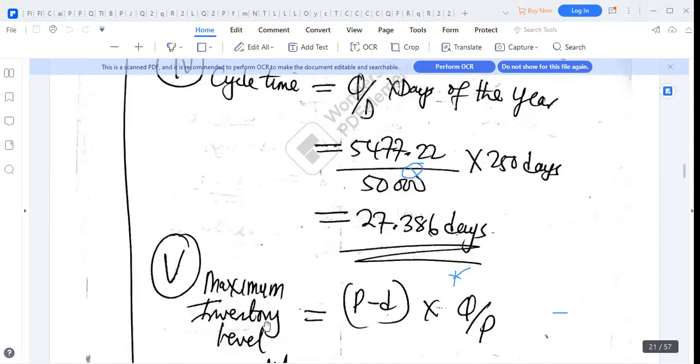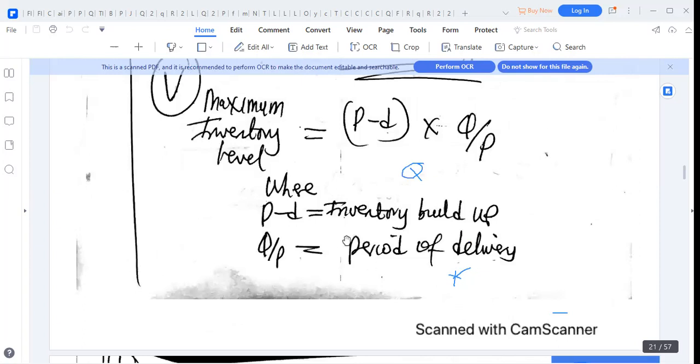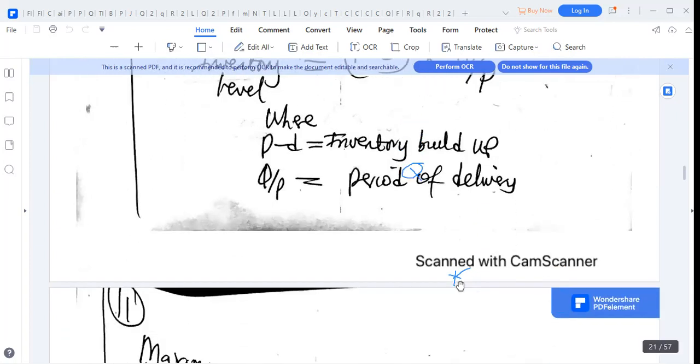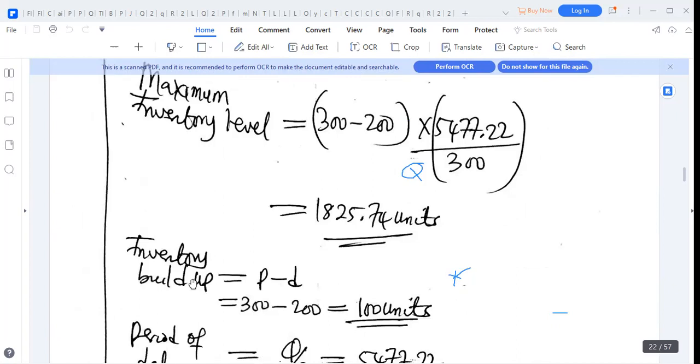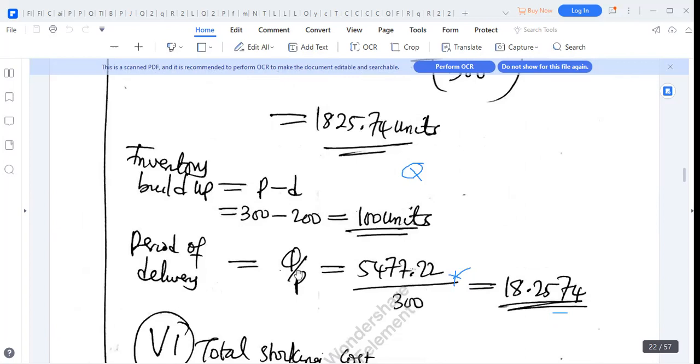Then we get into maximum inventory level, which is equal to P minus D, where P and D have been calculated already, multiplied by the batch, which is Q over P. So P minus D is the same as inventory build up. Q over P is the period of delivery. So here we can find the maximum inventory level is 1,825.74 units. That's the maximum inventory level. Then inventory build up is just the difference between the two, which is 100 units. The period of delivery is Q over P, which is the same as the length of production run.